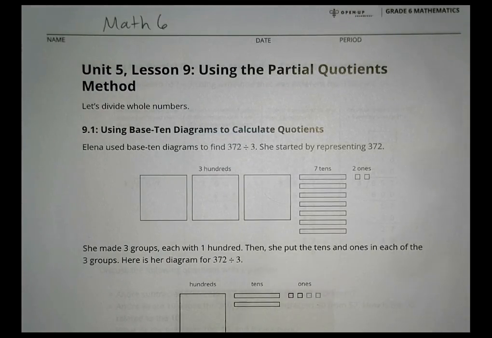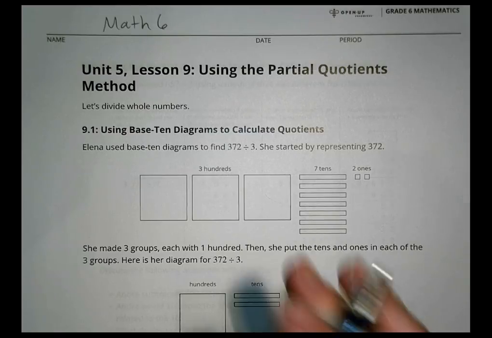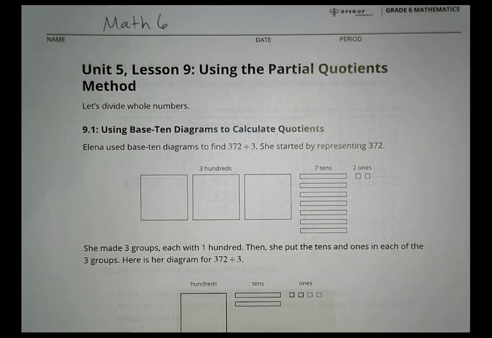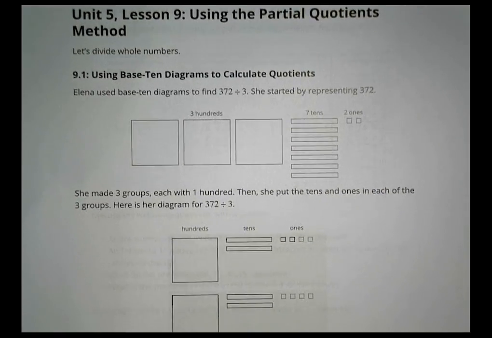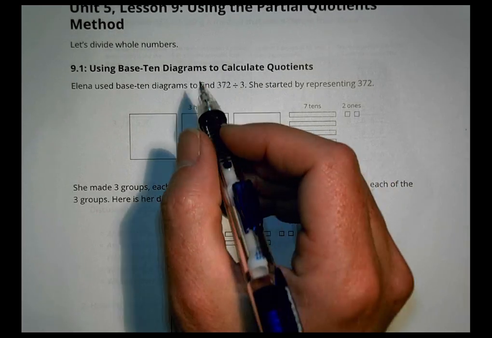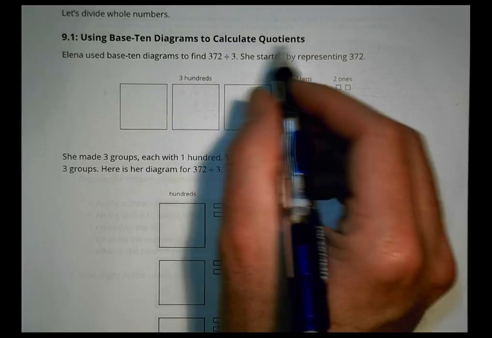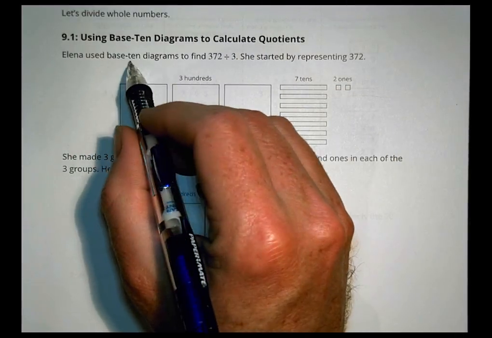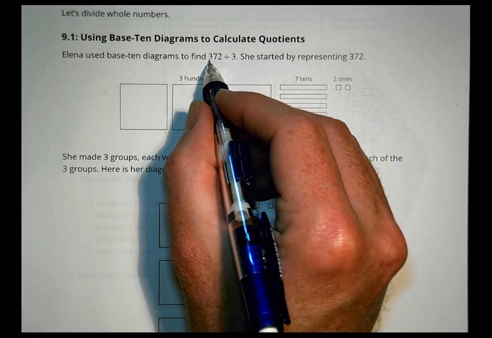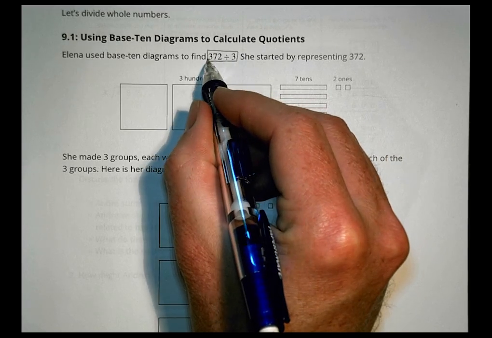Okay, so before you talked about division being making equal sized groups, and that's what we're going to continue to do today, is making equal sized groups with the different numbers we are going to be using for our quotients. So first, in activity 1, using base 10 diagrams to calculate quotients, it says Elena used base 10 diagrams to find 372 divided by 3.